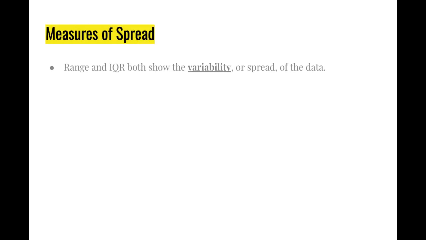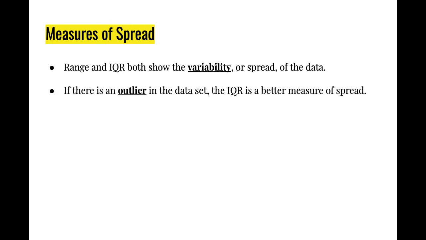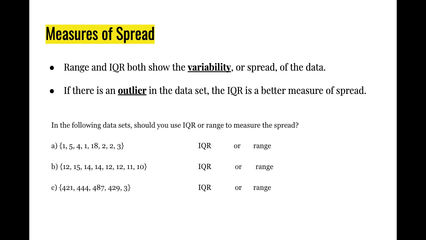So to summarize, range and IQR both show variability or spread of the data, but if there's an outlier in the data set, IQR is a better measure of spread because the range is more impacted by the outlier. Take a look at these data sets and decide, should you use IQR or a range to measure the spread? Well, if there is an outlier like there is in A and C, you should use IQR.